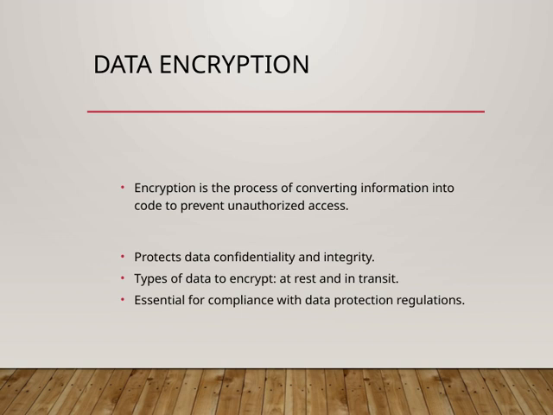There are two main types of data we focus on when encrypting: data at rest, which is stored data, and data in transit, which is data being transmitted across networks. Both are vulnerable to threats, so encrypting both is vital for comprehensive security. And importantly, encryption isn't just about security. It's often a requirement for compliance with various data protection regulations. So, it's a key part of our overall strategy to safeguard information and meet legal standards.